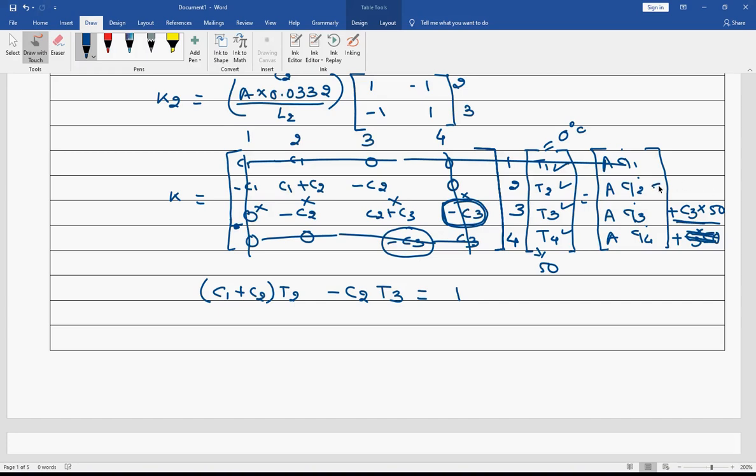So, and Q2 dot, I did not apply it externally, so therefore this will be 0. And Q3 dot, this will also be 0. There is no applied. But Q1 dot and Q4 dot will exist. Why? Because T1 is known to me and T4 is known to me.